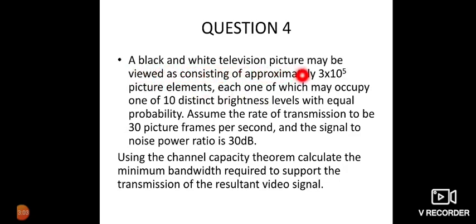A black and white television picture may be viewed as consisting of approximately 3 into 10 raised to 5 picture elements, each one of which may occupy one of 10 distinct brightness levels with equal probability. 3 into 10 raised to 5 picture elements are there in one frame, in one picture. Each one of which means what? Each frame can attain 10 distinct brightness levels.